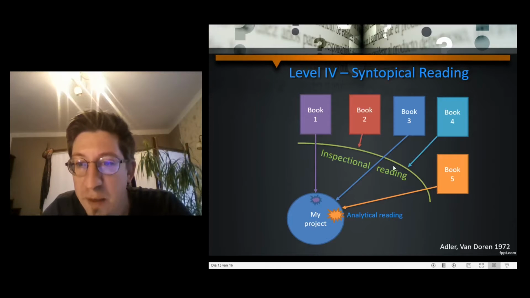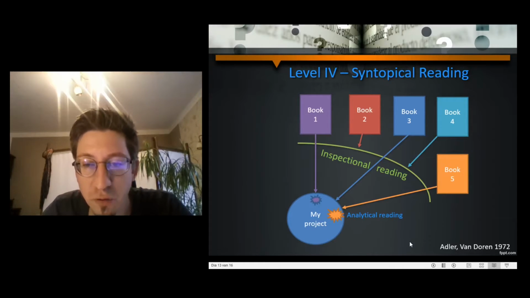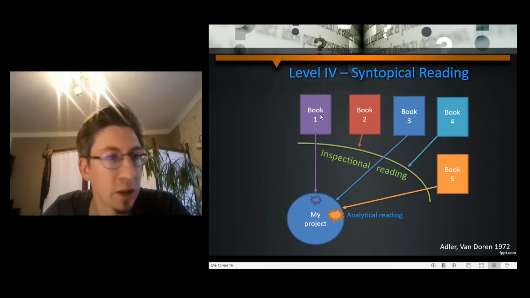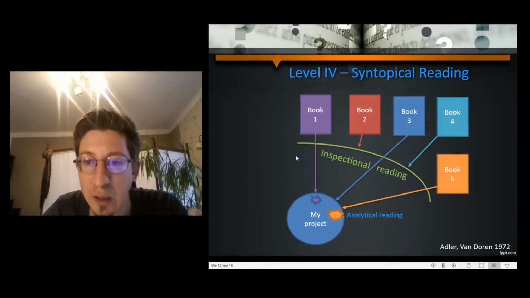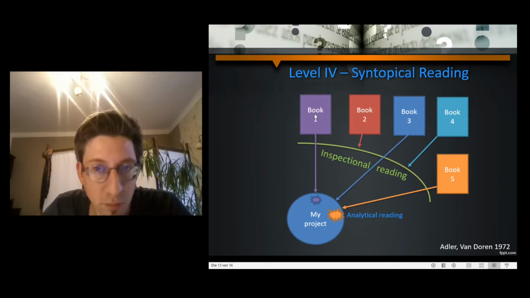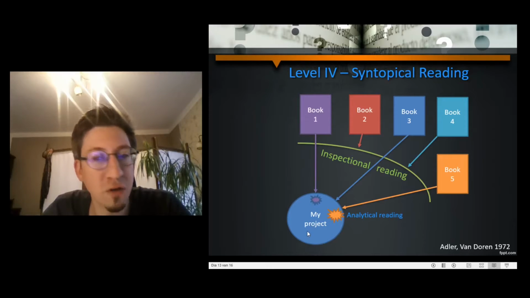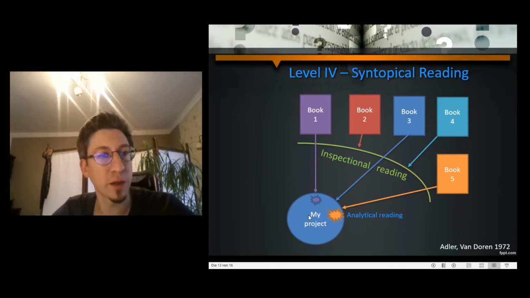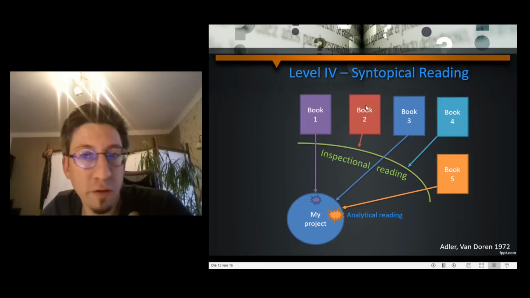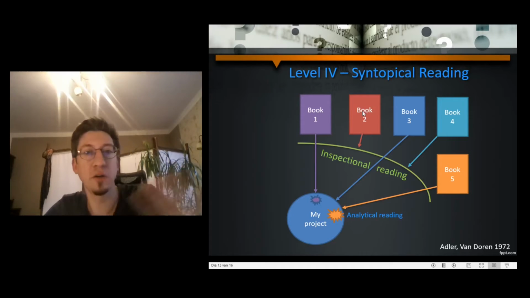So you're using inspectional reading in order to figure out which of these books are going to be useful for you. Books, pieces of writing, research articles, scholarly works. Some will pass the inspectional reading and they will be useful and they will change your research project. They will alter it. They will improve it. They will make it more nuanced, more complicated, more critical. And some will not. Some will not pass. Some will say that, okay, I can't use this.